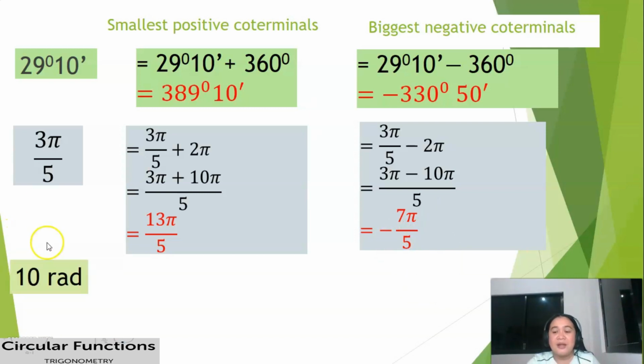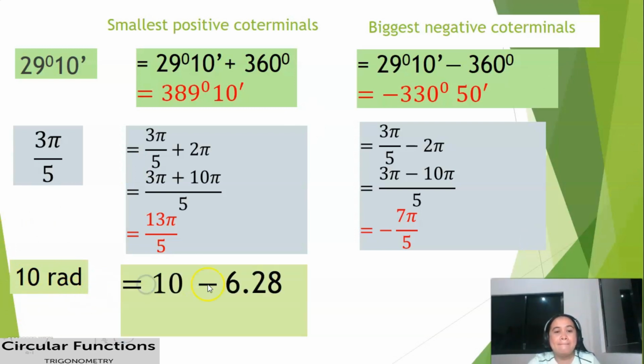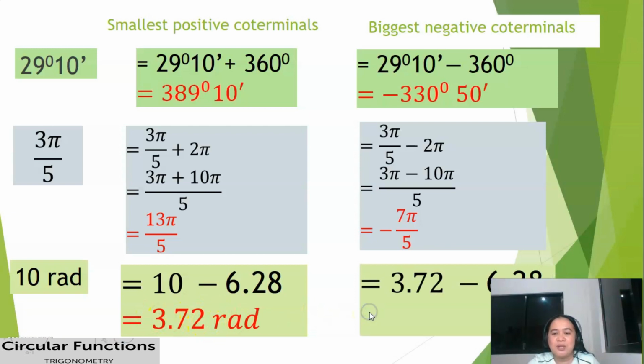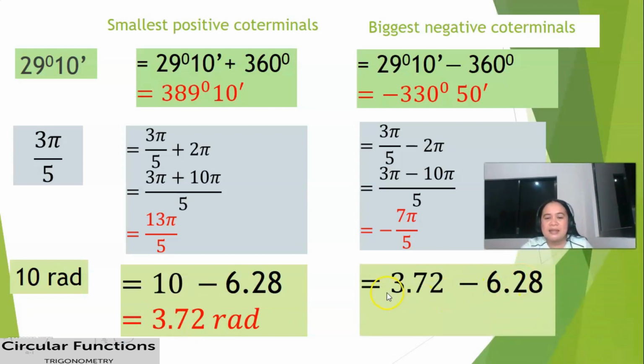Okay, last example. Now, what if it's already in radians and radians in length? So this would be 10 radians minus 6.28. Again, why 6.28? Because this is the same as 2 pi or 360. So simplifying, we will have 3.72 radians, and to get its negative coterminal, 3.72 minus 6.28, which is negative 2.56 radians. So take note.